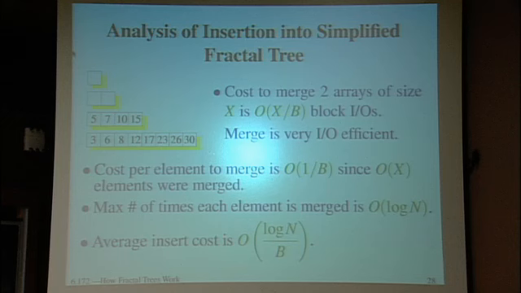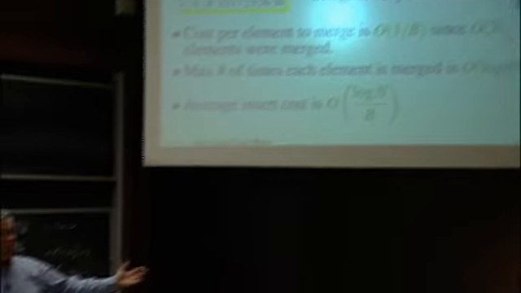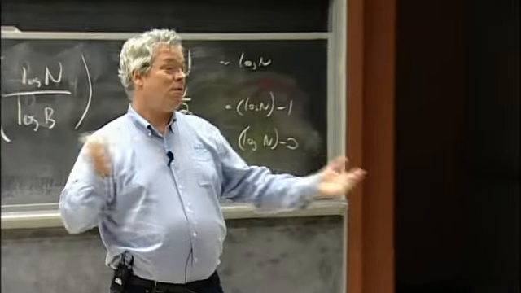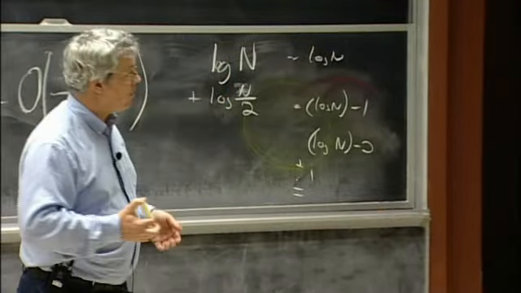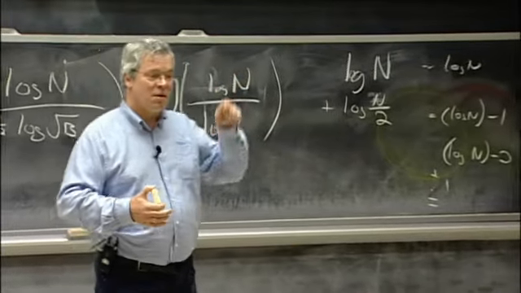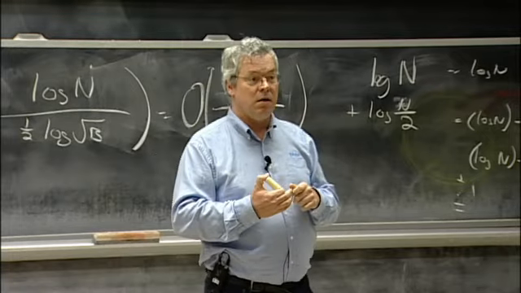Sure, we had to rewrite a trillion items when we filled up our disk, but when you divide that out over the trillion items, it's not that much cost per item. So the cost for each item of that big operation is only 1 over b disk I/Os.